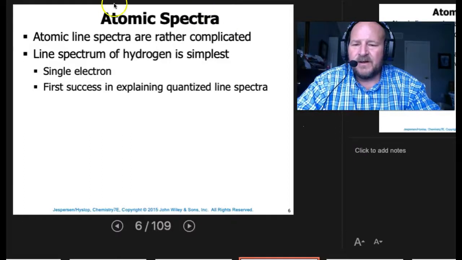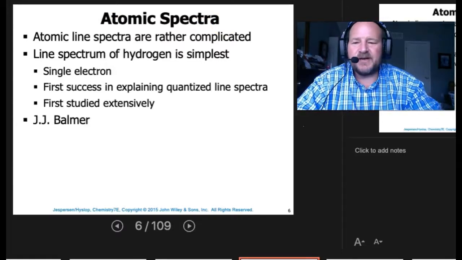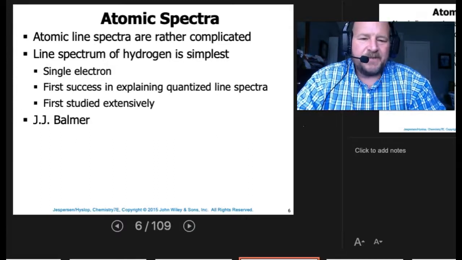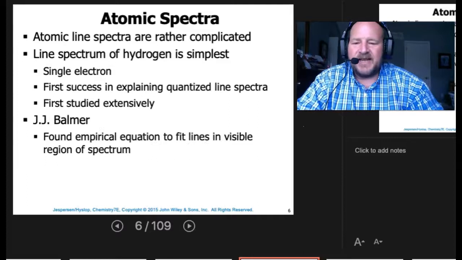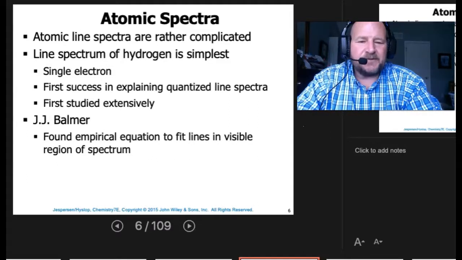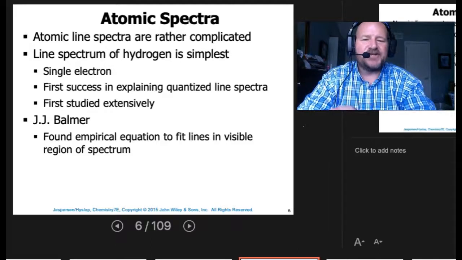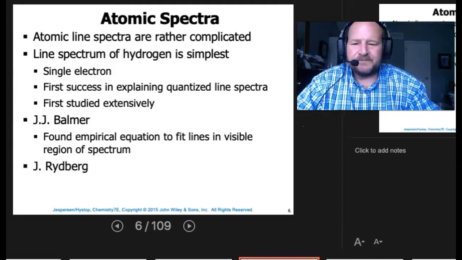All right, so the first success in explaining quantized line spectra, and of course this was what was first studied exclusively. And so we're going to see J.J. Balmer. Now he might not be somebody you've heard of before. He comes in on the scene and he found an empirical equation that's going to fit lines in the visible region of the spectrum. So he was trying to associate the energies seen in the atom with the line spectrum that's given.